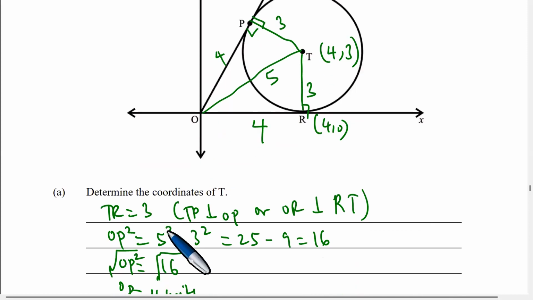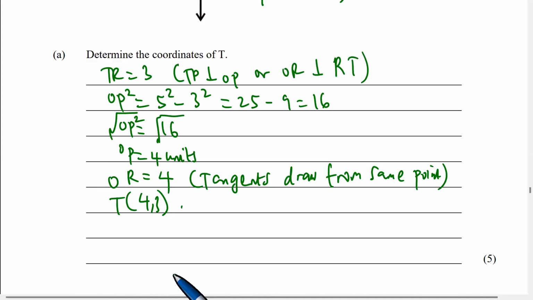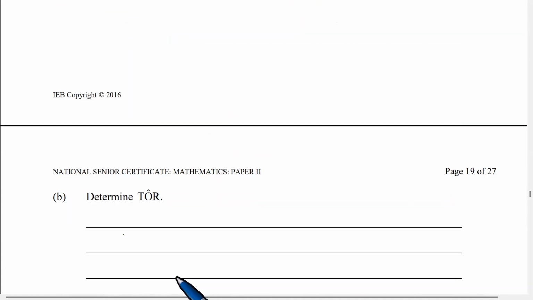Right, because we need the coordinates of T. So yeah, the coordinates of T are 4 and 3. What is the next question? Determine TOR.